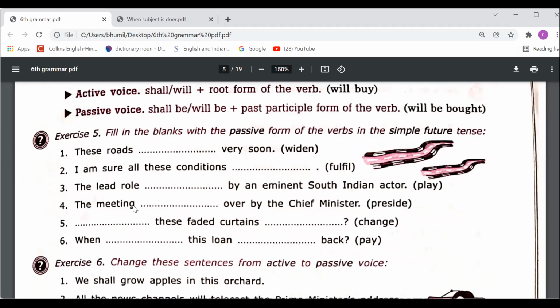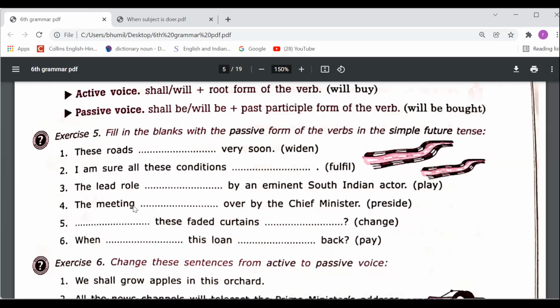Widen is the third form of wide, right? So that's why this sentence will be written. Sorry, widen is the first form, widened will be the third form. So these roads will be widened. The third form we have to use, be plus third form, very soon, right?